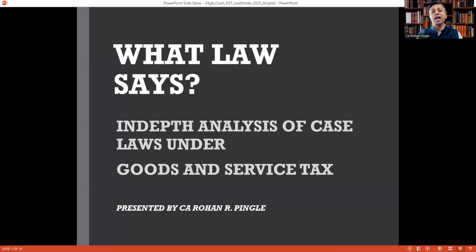And today we are going to discuss two important case laws and we will do in-depth analysis for it under the GST law. The case laws are related to section 74 of the CGST Act, and the other is related to section 7 and schedule 2 of the CGST Act. So let's dive into it. Let me share my screen. What Law Says: in-depth analysis of case laws under GST.